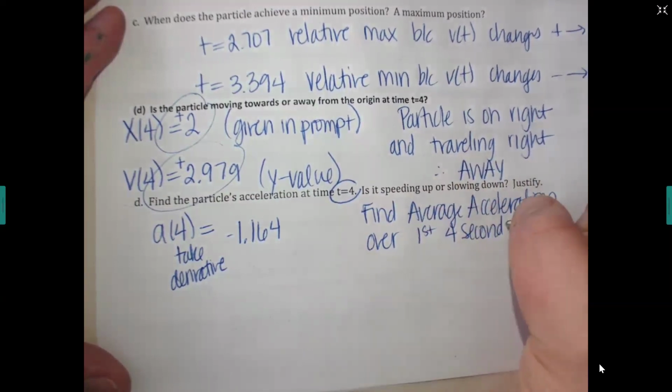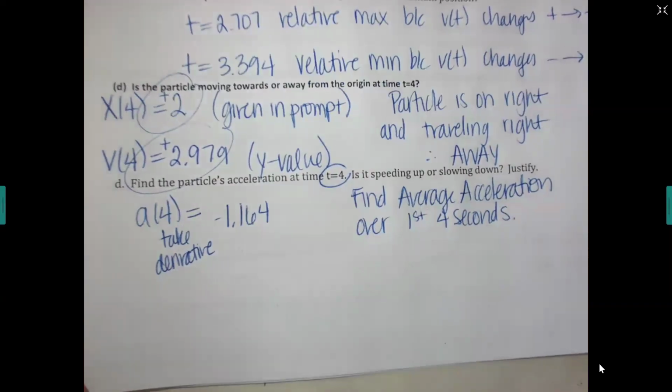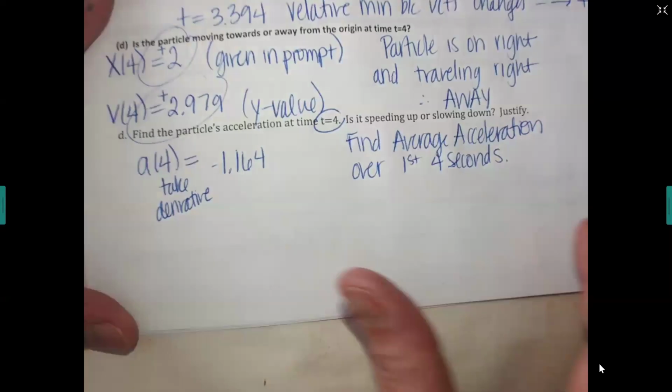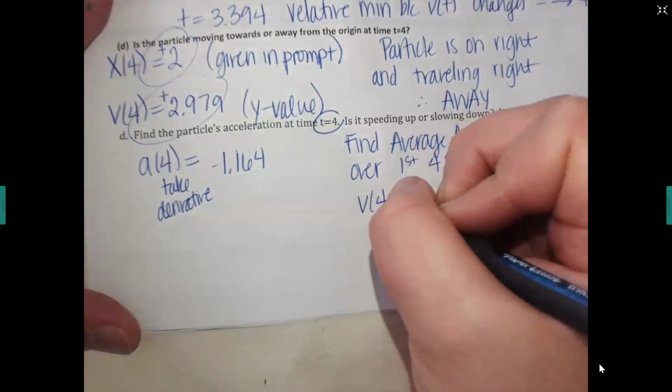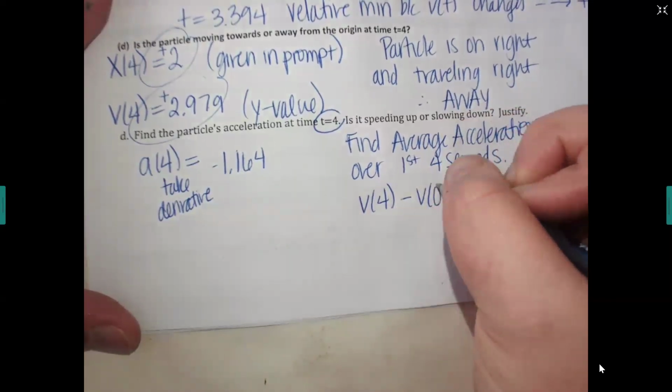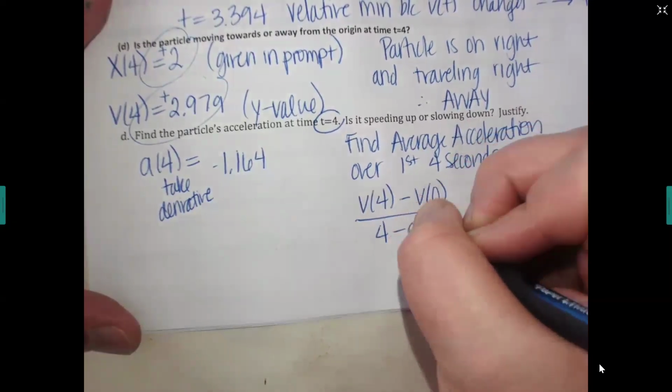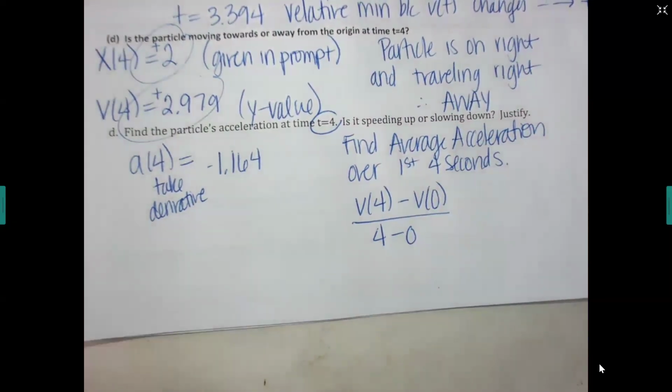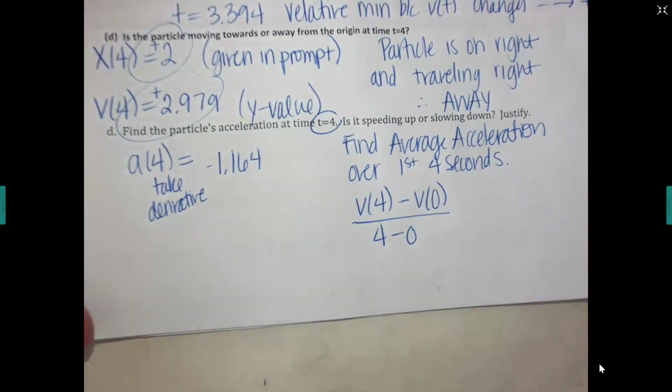What would I do for average acceleration? V of 4 minus V of 0 over 4 minus 0. And remember, this is called the slope formula: y2 minus y1 over x2 minus x1. Okay, so go ahead and find that value next.